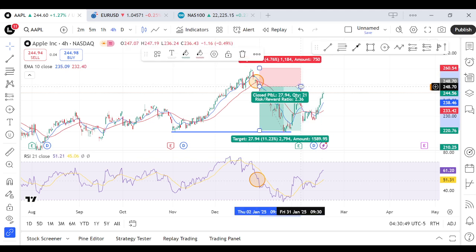Risk management is crucial for long-term success, so place your stop loss above the recent swing high for short trades or below the recent swing low, like I said. And take profits should be set at minimum 1:2 risk to reward ratio, targeting previous support and resistance levels.